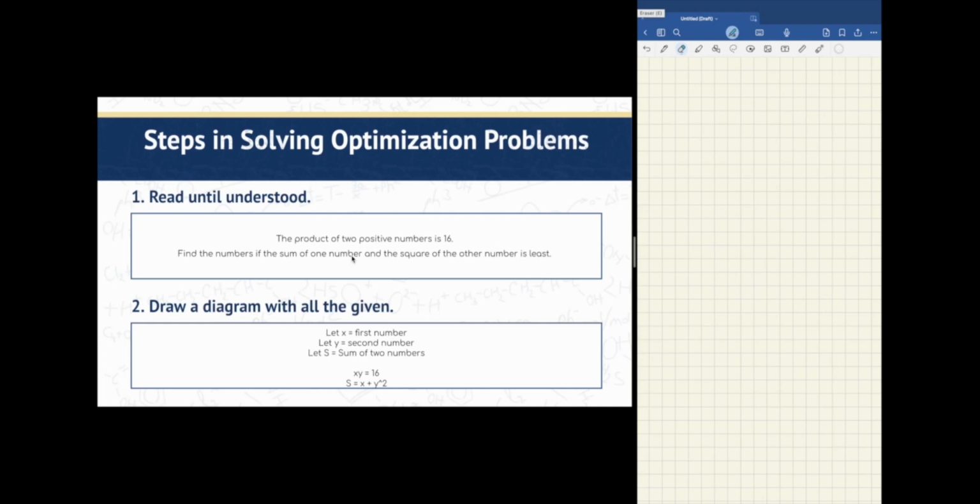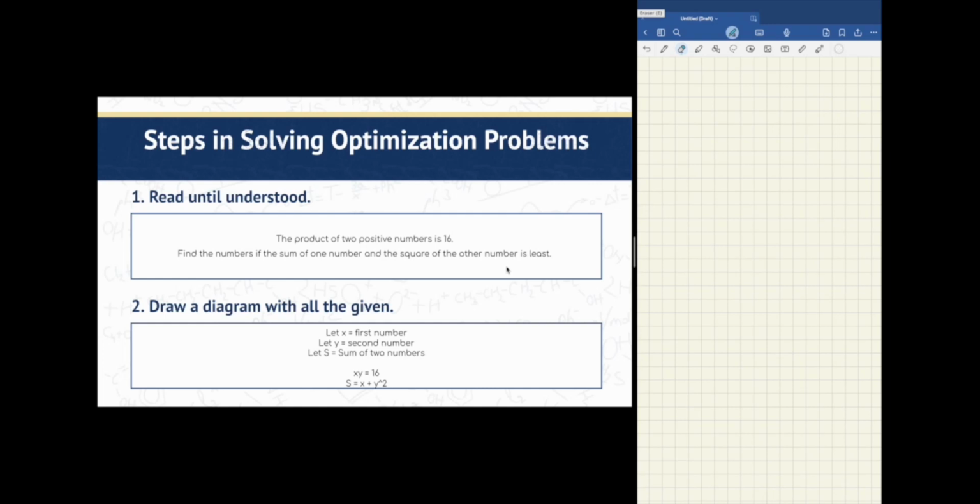Moving on to the steps in solving optimization problems. First, we have to read the problem until we're sure that we have completely understood and we have a basic grasp of what's happening, what's required in the problem. So I gave an example here. The product of 2 positive numbers is 16. Find the numbers if the sum of one number and the square of the other number is least.